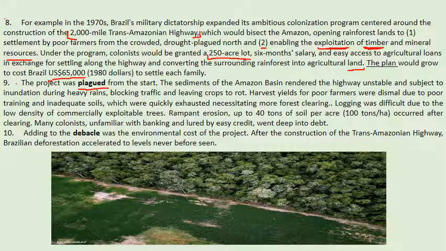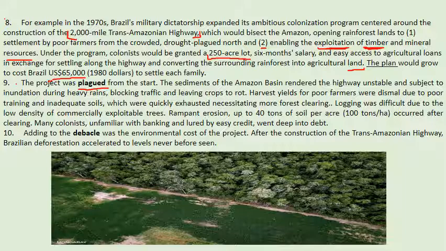Harvest yields for poor farmers were dismal due to poor training and inadequate soils, which were quickly exhausted, necessitating more forest clearing. Logging was difficult due to the low density of commercially exploitable trees. Rampant erosion, up to 40 tons of soil per acre, occurred after clearing.